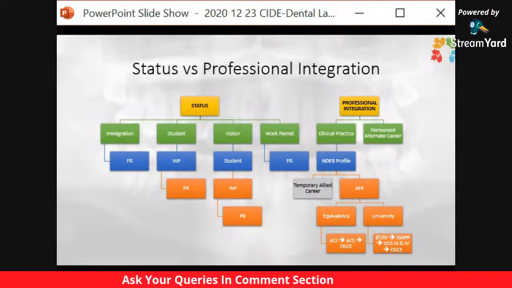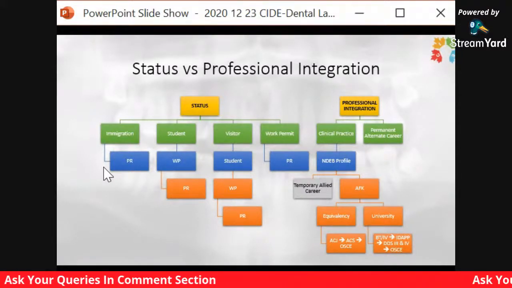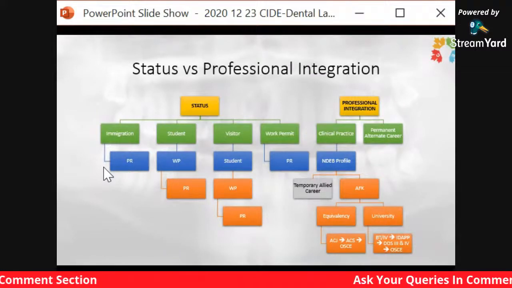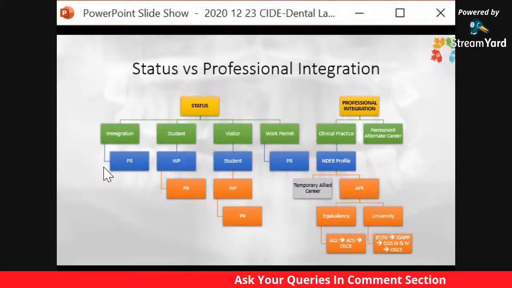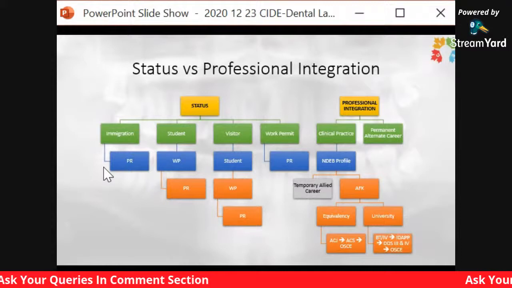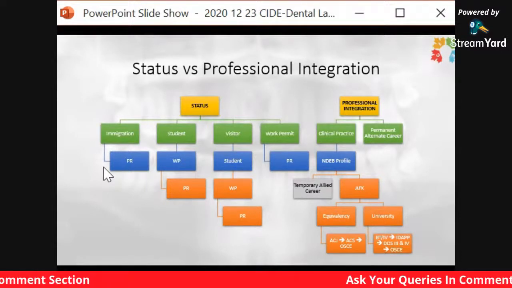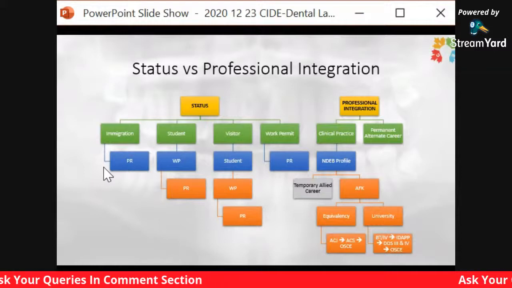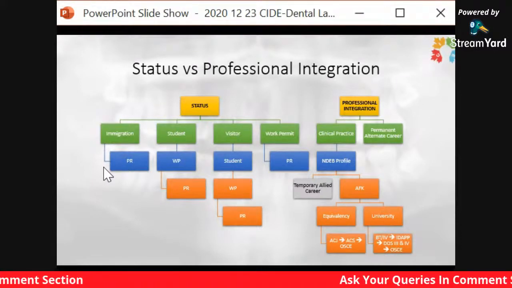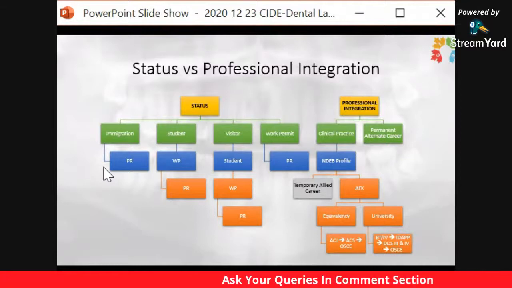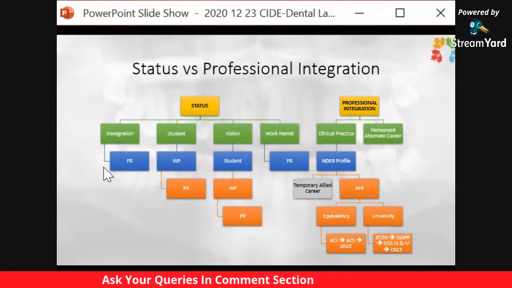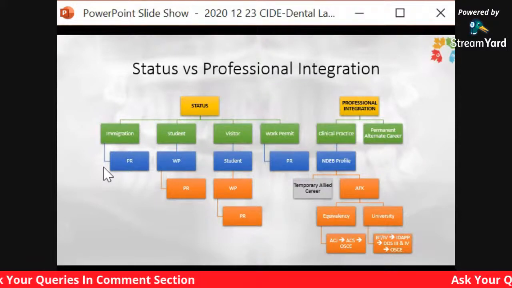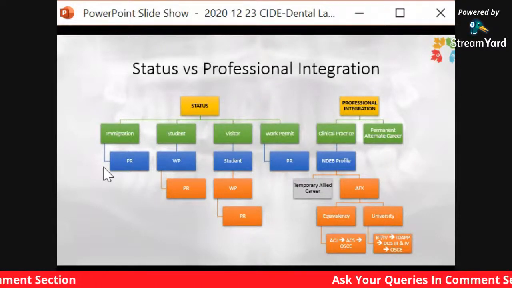And the next step, as you can see, please go through the blue line. The immigration has PR directly. Then WP, student, and work permit. Student has to get a work permit to continue their stay, right? And then after their work permit, if they have fulfilled the requirements, they can get a PR.